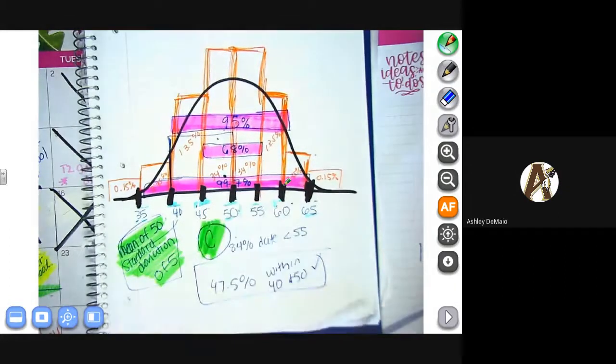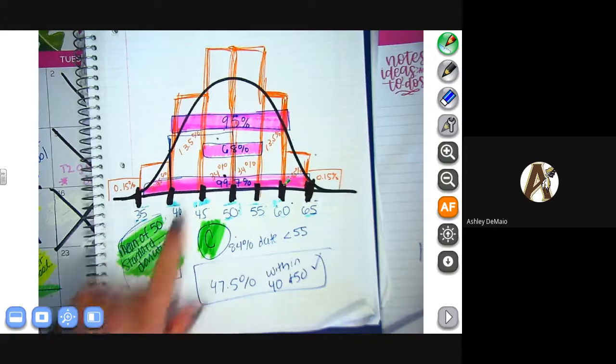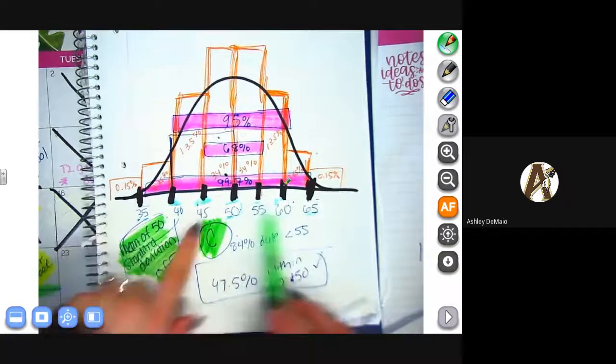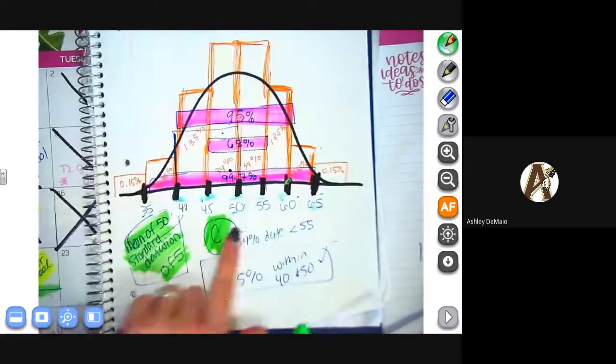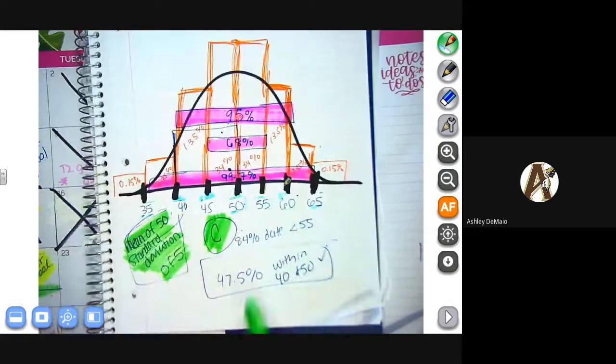And if you wanted to go on and just check D, 2/3 of the data is greater than 45. Again, that would be very similar to less than 55. It would be 84%. So D would be incorrect. So C is our choice of answer. And if you have another problem like this, you would set the same exact chart up, fill in your mean and your standard deviations, and then just read the graph to figure out the answer.